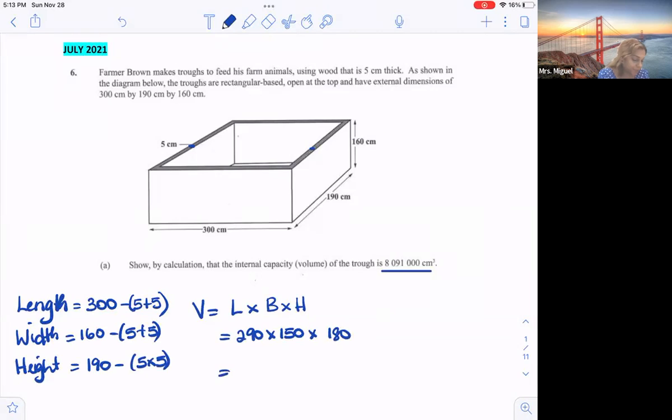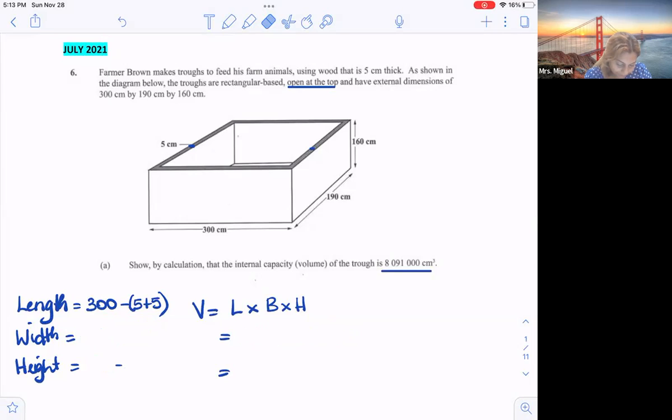When we multiply 290 by 150 by 180, we will get, just now, the height is only by 5, sorry. Remember, the height, it is open. They say that it is open at the top. So we just had to subtract 5 from this, and this will give us 185. So 290 by 150 by 185 will give us 180. Where did I get 180? 160. 160 is the width. Just now I'm confusing myself here.